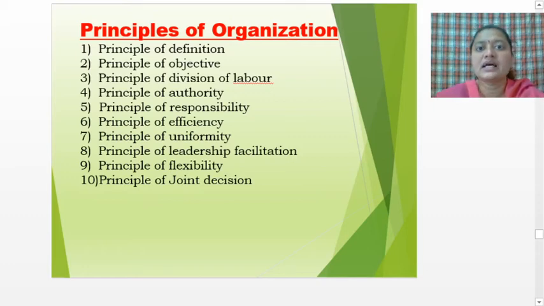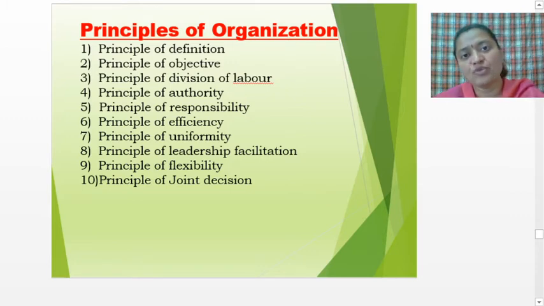Now in today's class we will be studying about the principles of organization. In that, the first one is the principle of definition. Now what do you mean by definition? The rules and responsibilities which have been given to each and every employee working in the organization are being defined or fixed. Definition means the responsibilities are being fixed or defined. Which responsibilities are being given to each and every individual who is working in the organization.